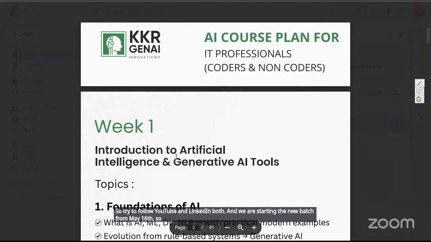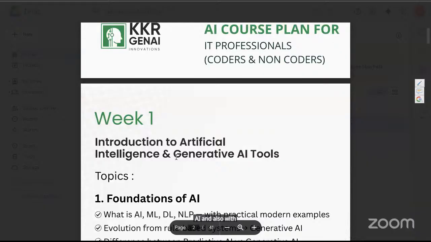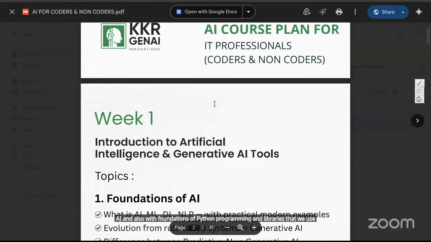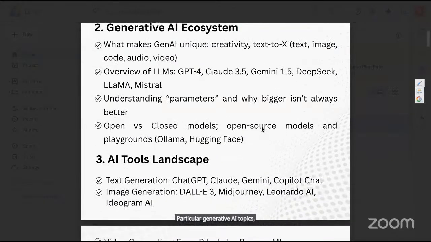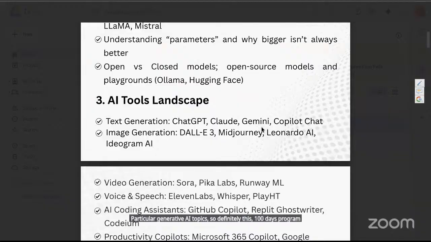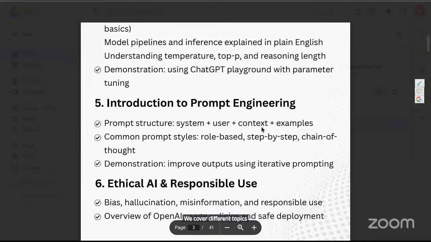So it's a 100 days program, and you'll be getting to know right from the beginning. We start with the foundations of AI and also with foundations of Python programming and libraries that we use for the particular generative AI topics. So definitely this 100 days program will be beneficial for you to get the hands-on on machine learning, deep learning. In machine learning, we start with supervised, unsupervised learning, and in the neural networks, we teach different topics, and in deep learning, we cover different topics, and then we go on to the NLP.